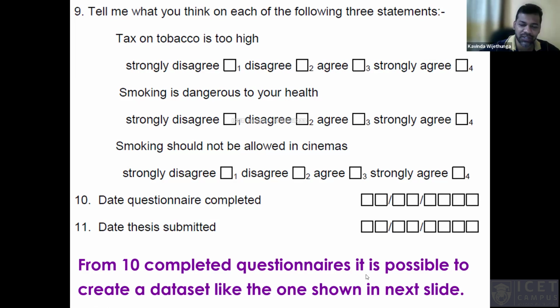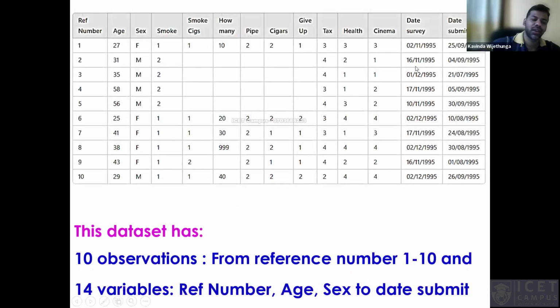From the 10 completed questionnaires, it's possible to create a data set like the one shown on the next slide. This is a complete data set from an actual real survey, the collected data. This data has 10 observations, from reference number 1 to 10, and 14 variables: 1, 2, 3, 4, 5, 6, 7, 8, 9, 10, 11, 12, 13, 14. Yes, there are 14 variables.